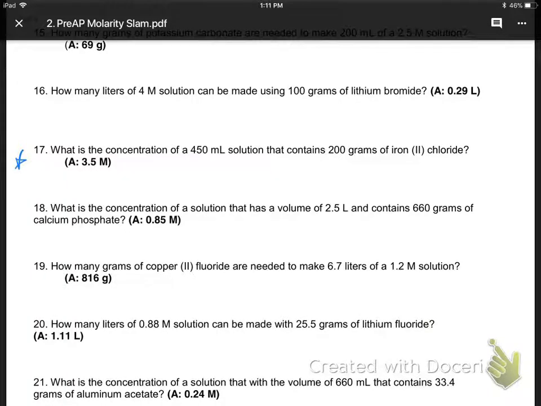All right, so right now, really, you have all the tools you'll need to solve any question about molarity. But the rest of the packet does have word problems. So I was looking at the back, and I want to do a molarity question that doesn't look like molarity right away, which is number 17, which is asking, what is the concentration of 450 milliliter solution that contains 200 grams of iron 2 chloride? So this one is going to be a little different.